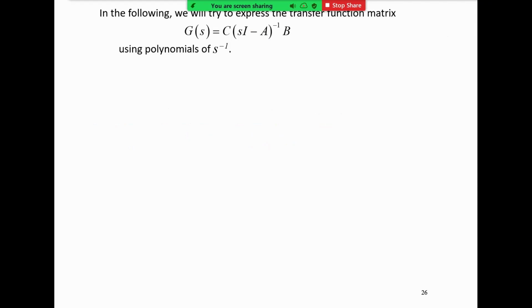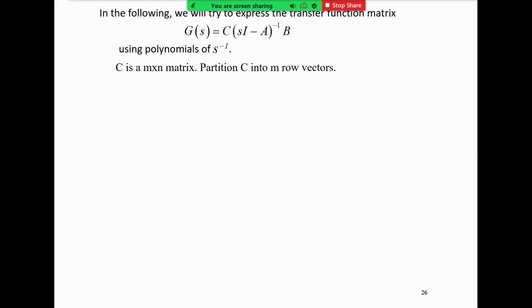As I just showed you in the first half, we can express a transfer function as a polynomial with an infinite number of terms. We don't use two polynomials, we just use one polynomial. Next we will also try to do the same thing for the transfer function matrix. So this is the transfer function matrix. I want to express this in terms of a polynomial of S inverse. So how are we going to achieve this?